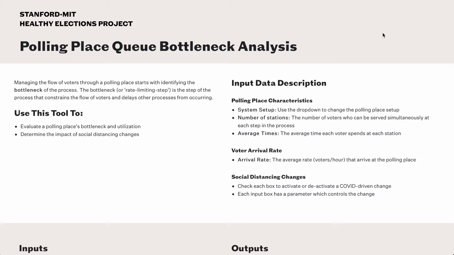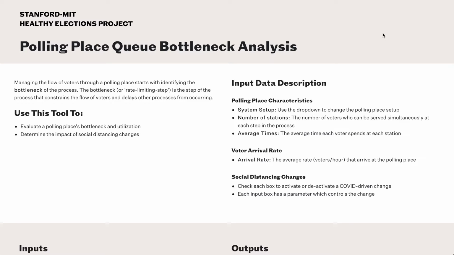The goal of this video is to introduce the Q Bottleneck tool from the Stanford-MIT Healthy Elections project. The tool is meant to help election officials understand the voting process at a single polling place, where the process is constrained and how highly it will be utilized. It will also help those planners understand what will happen to the process when social distancing measures are implemented.